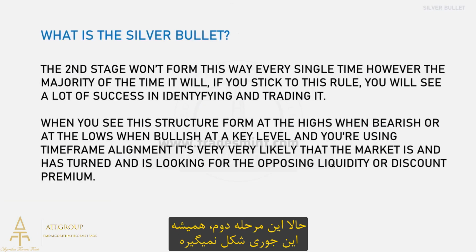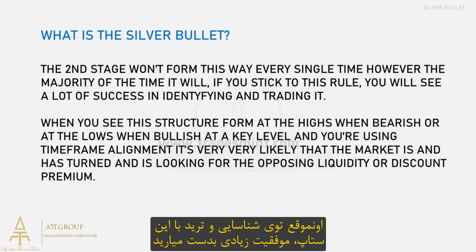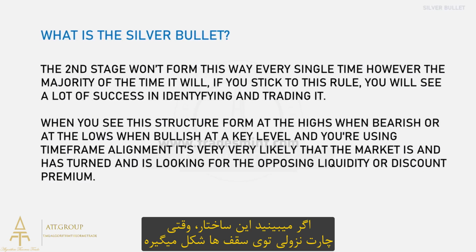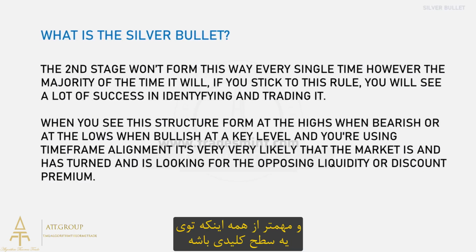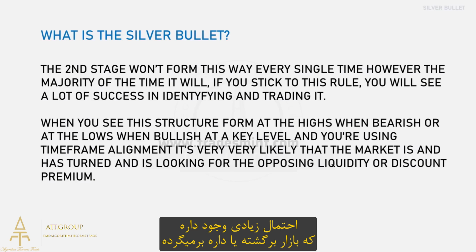setup. So the second stage won't form this way every single time. However, the majority of the time it will. So if you stick to this rule, you will see a lot of success in identifying and trading it. When you see this structure form at the highs when bearish or at the lows when bullish, at the key level, importantly, and you're using time frame alignment, it's very likely that the market has turned and is looking for the opposing liquidity or discount and premium levels.